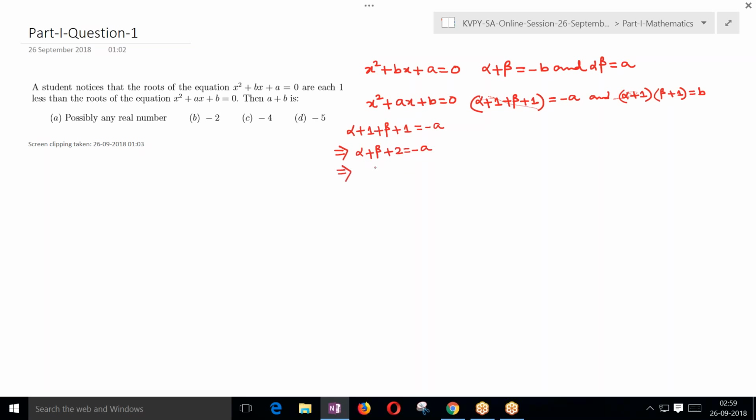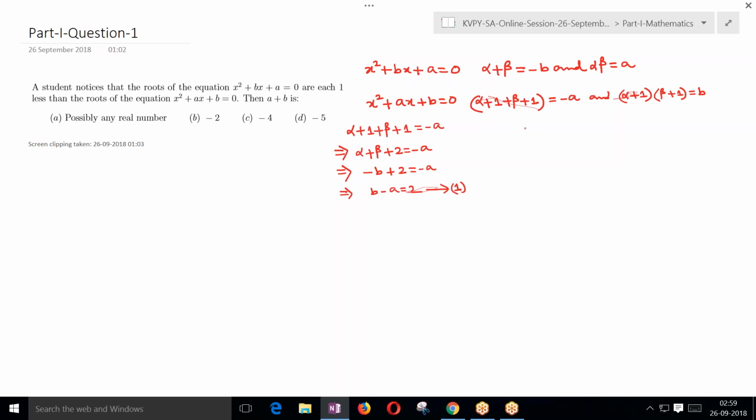Now what is alpha plus beta? Alpha plus beta equal to minus b, as we have derived earlier. So minus b plus 2 is equal to minus a, and from there we get b minus a equal to 2. Let's give this as equation 1.